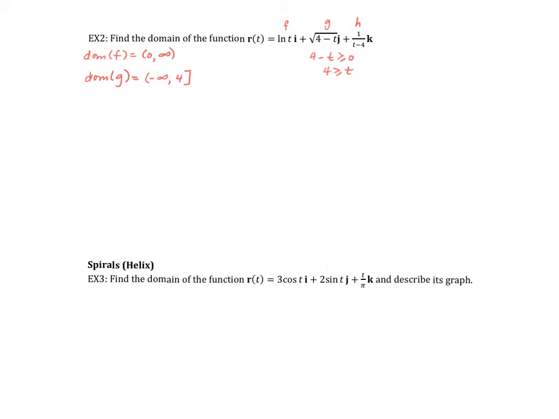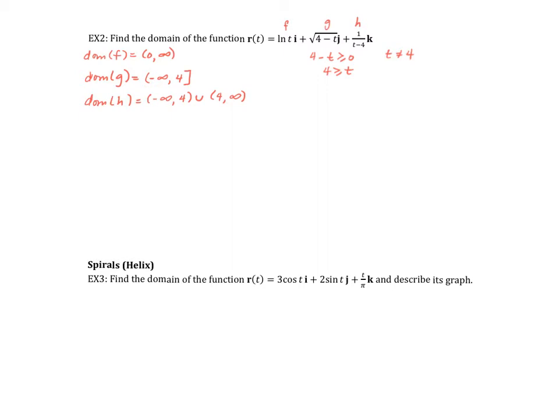And then the last piece, h, that's a fraction. Fractions are undefined where the denominator is equal to 0. So I notice that t cannot be equal to 4, because if t is equal to 4, 1 over t minus 4 is undefined. So I could put in any t value except 4, which means in interval notation I could use anything from negative infinity to 4, parentheses, and then we use our set notation U for union, parentheses 4 to positive infinity. So these are the domains for each of those three components.